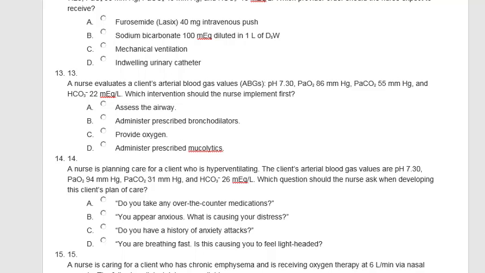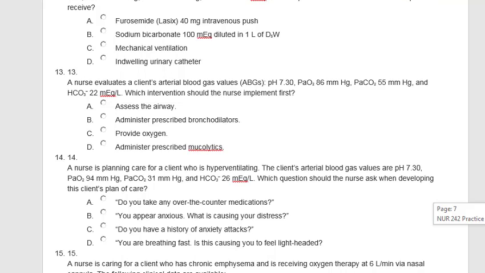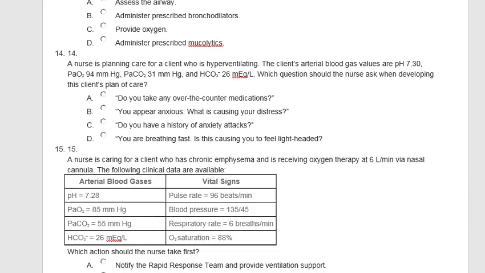14. The nurse is planning care for a client who is hyperventilating. The client's ABG values are as follows. Let's see. We have a pH of 7.30, which is actually a little acidotic. We have a CO2 of 31, and we have a bicarb of 26. So which questions should the nurse ask when developing the patient's plan of care?